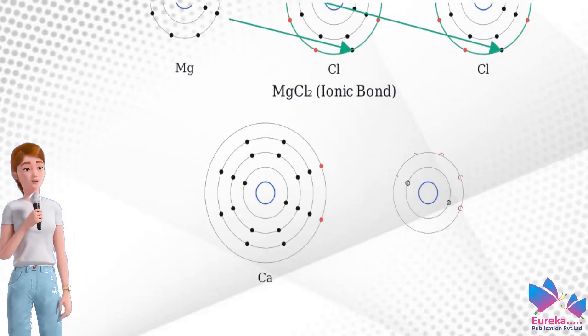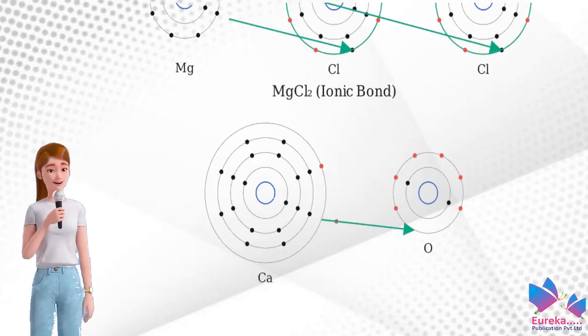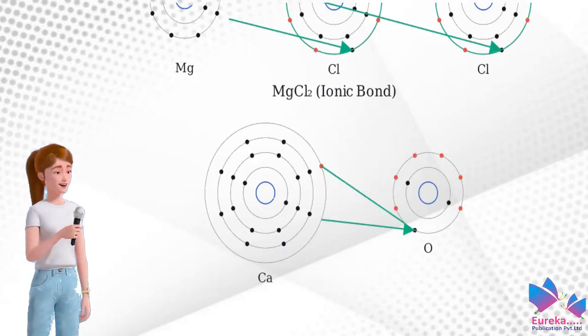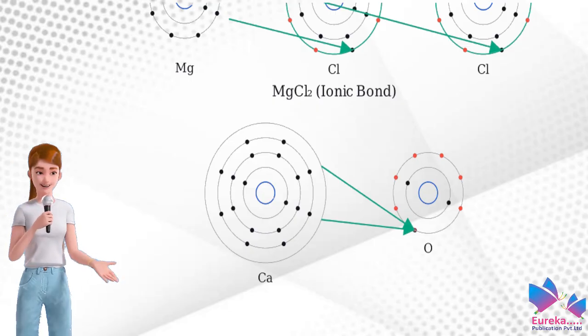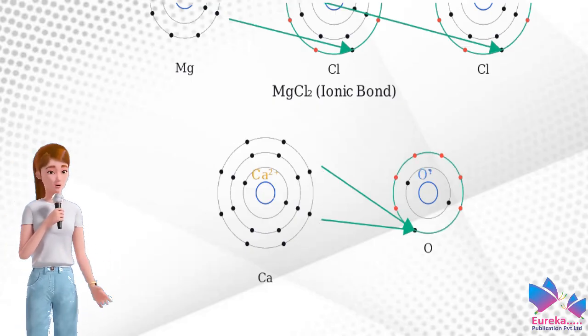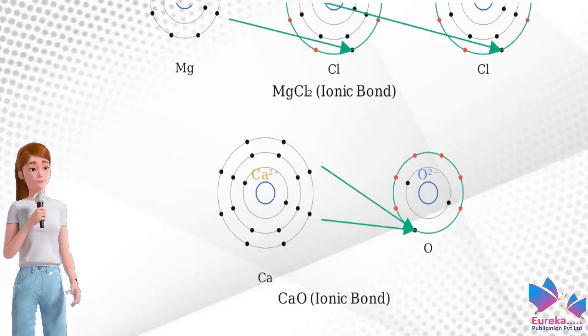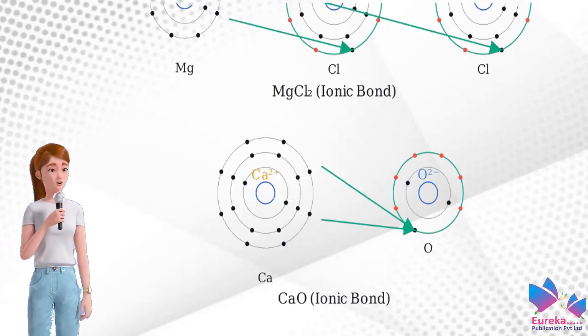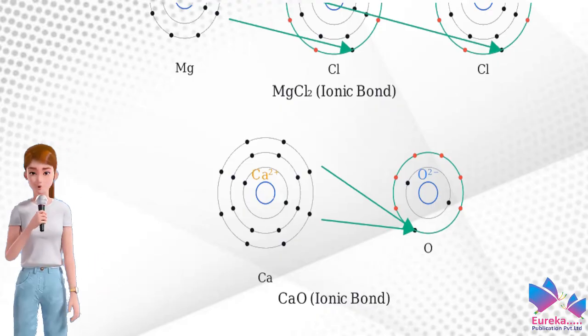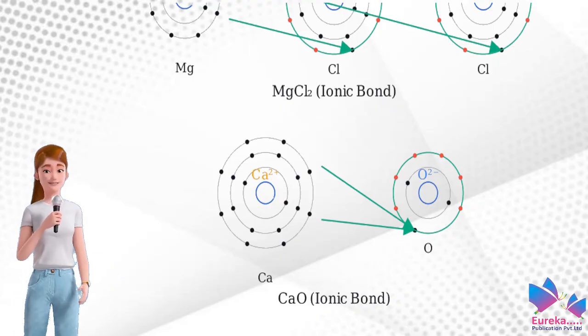Finally, calcium and oxygen. Calcium has 2, 8, 8, 2 electrons, so it can donate 2 electrons. Oxygen has 2, 6 electrons, and needs 2 electrons to complete its octet. After transfer, calcium becomes Ca2+, and oxygen becomes O2-, forming CaO.